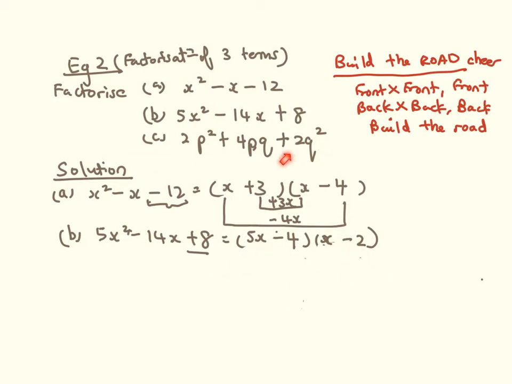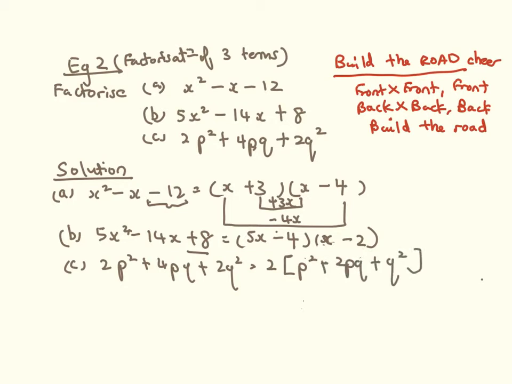Now let's move on to part C. Part C, realize that there's a common factor of 2, so you take out 2. And then after that, you get 3 terms inside the square bracket. Now you will use the build the road method.